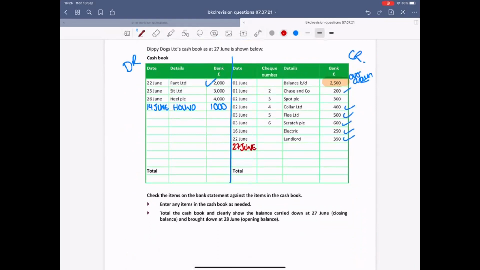So 27th of June, we've got bank charges. My writing is far too big for this book. I'm not going to fit it all in, so I'll just spread it across 2 lines. And that was for 50. And then also on the 27th of June, we've got our overdraft fee.